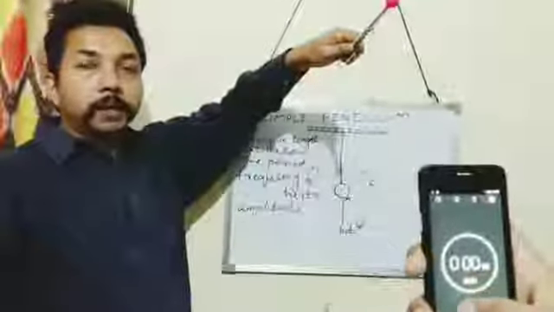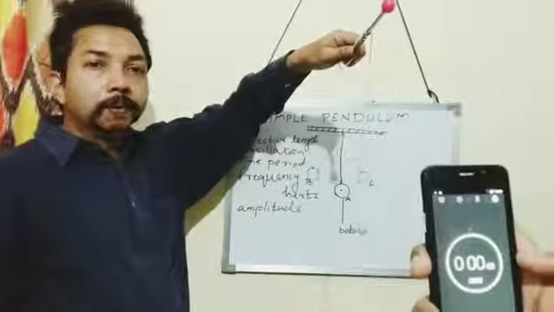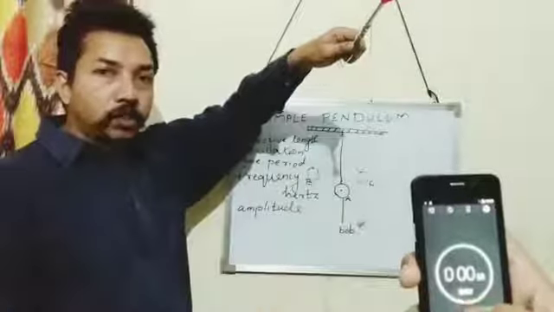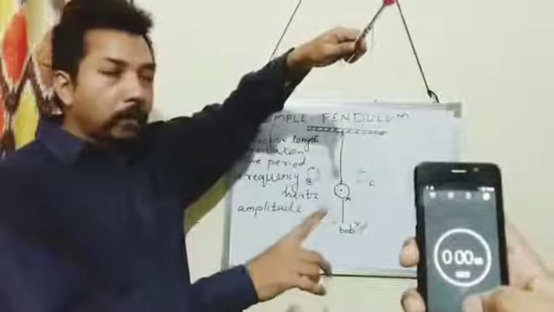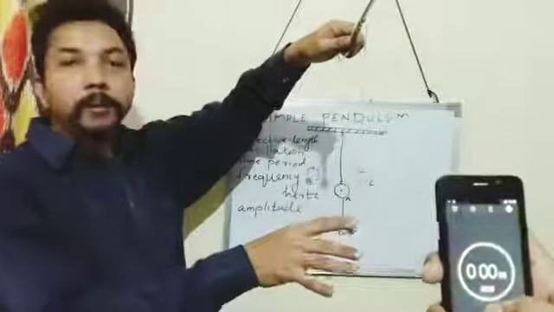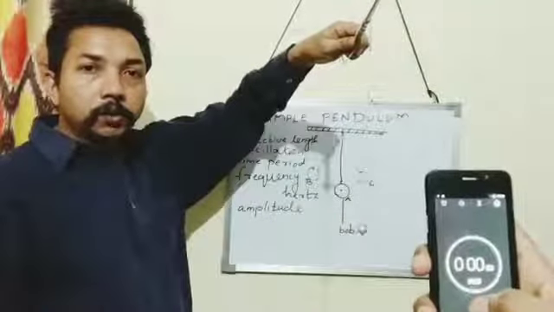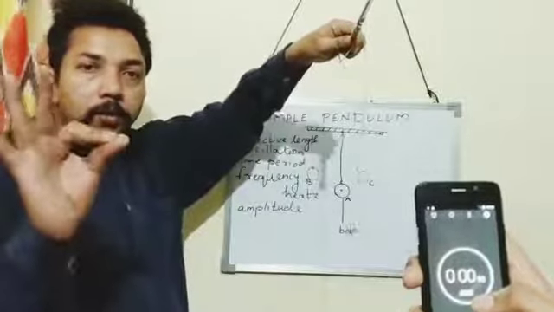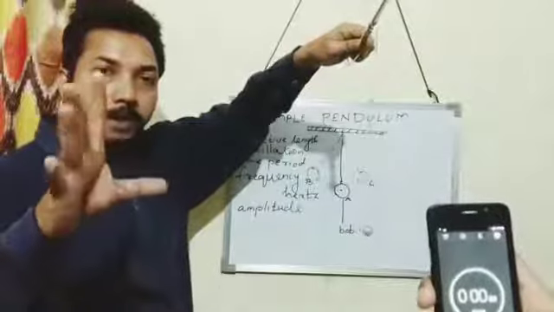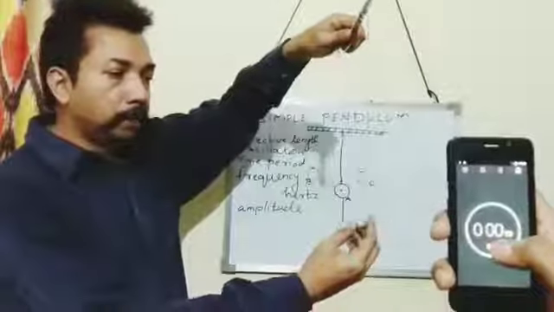Now, experimentally, how do we find the time period of a simple pendulum? We use a stopwatch. When I start to make this pendulum oscillate, that is the 0th second, at that time we will start the stopwatch. We will make it oscillate 10 times. Then we will calculate how much time is taken for 10 oscillations. So we are going to start the experiment.